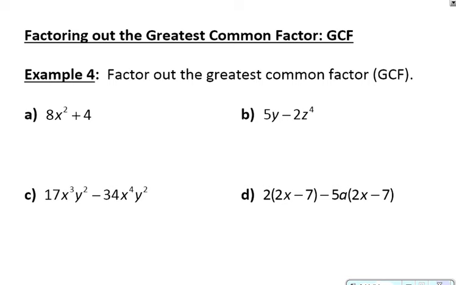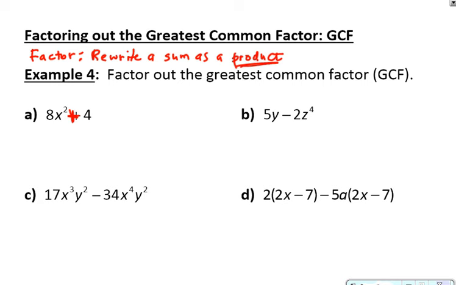All right, factoring out the greatest common factor. I wish I had written this, so I'm going to add it. When I factor, I'm going to rewrite a sum as a product. So keep in mind that's what you're going to be doing. So here, example A, you see I've got a sum. It's an addition problem right there. And I want to rewrite it as a product.